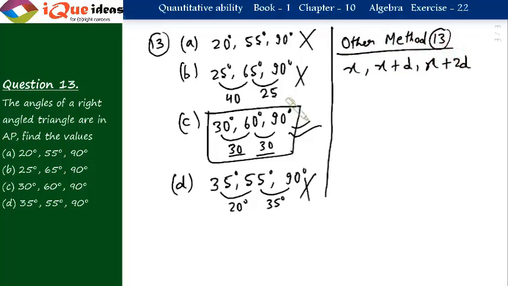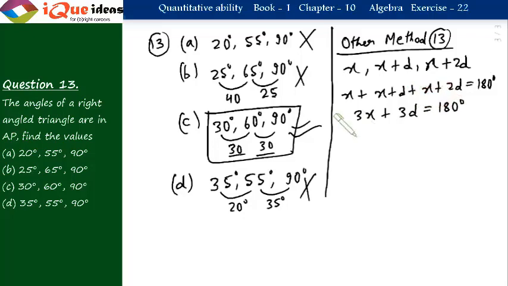Right? Now add all of them. So x plus x plus d plus x plus 2d should be equal to 180 degrees. The sum of angles of a triangle should be 180 degrees. So if you add them, you get 3x plus 3d equal to 180 degrees. So you have x plus d equal to 60 degrees. Alright.